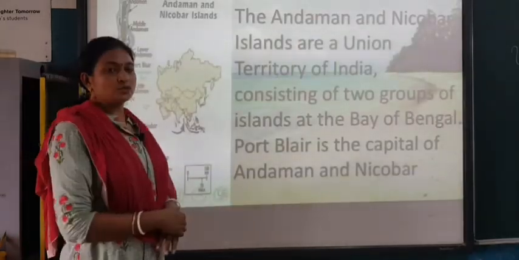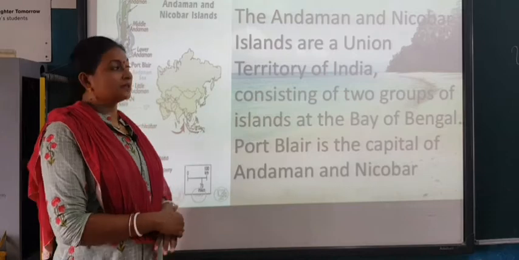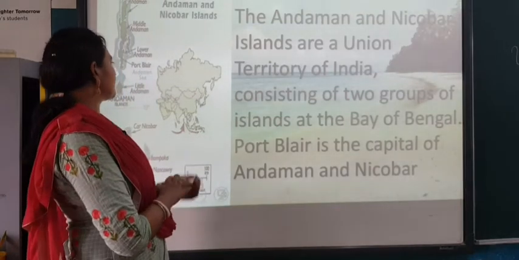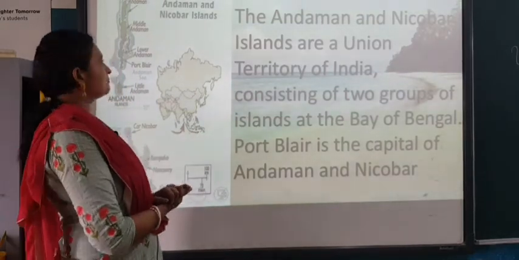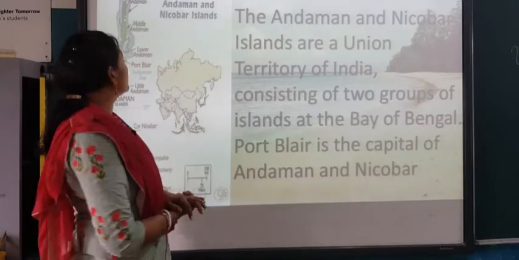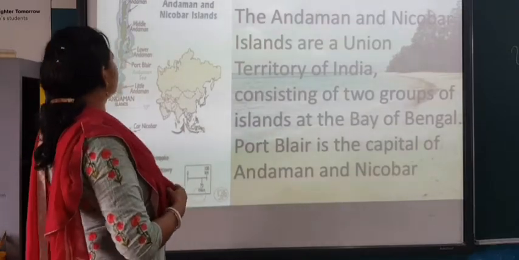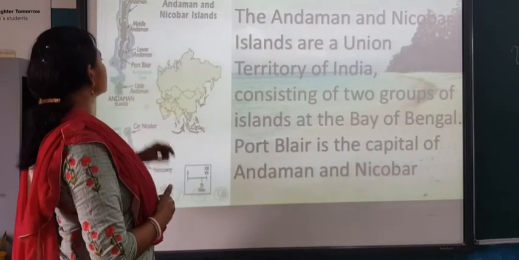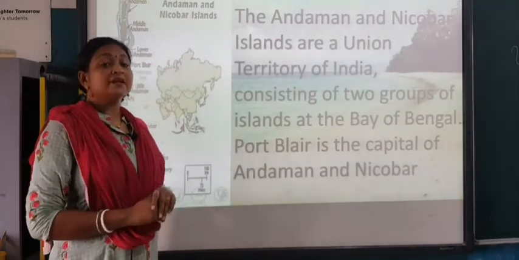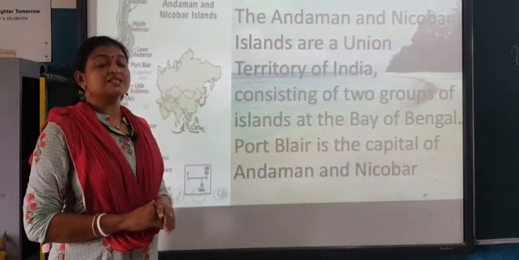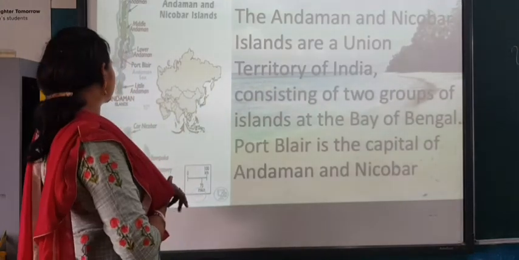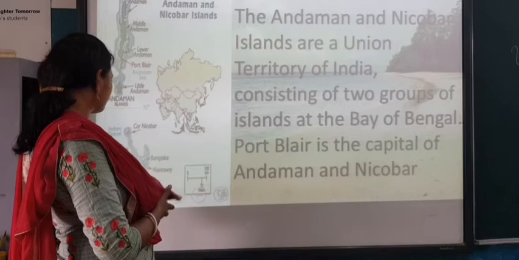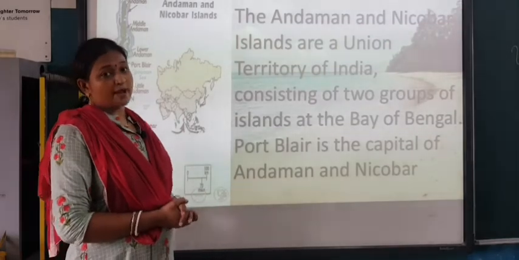So children, as you take this chapter, on the first page of this chapter you will find the map, and this is a map of Andaman and Nicobar. You can see that they have mentioned North Andaman, Middle Andaman, Lower Andaman, and yes, you can also see Port Blair. Port Blair is the capital of this union territory, the Andaman and Nicobar Islands, and they have mentioned more. Just go through the map.